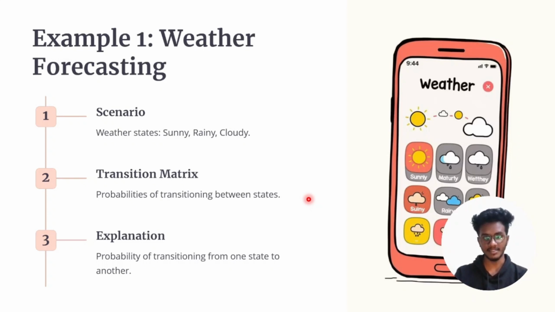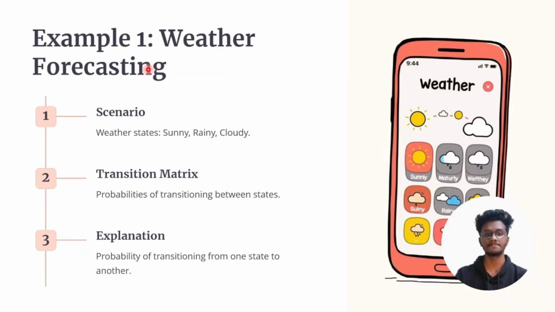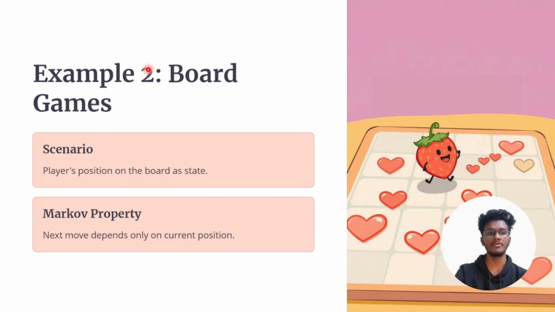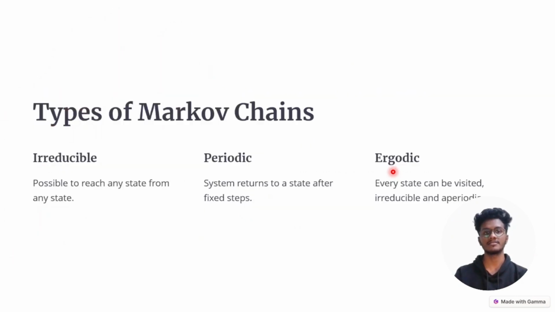What is a transition matrix? A table that organizes transition probabilities between states, like this. State 1, state 2, for example. Each cell represents the probability of transition from one state to another state. One more example is a board game where a player's position on the board is the state, and the next move depends on the current position. Absorbing state, which we have already discussed.